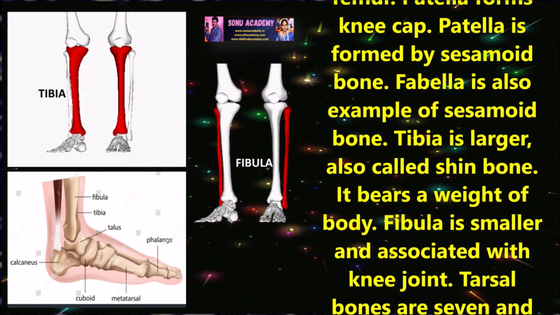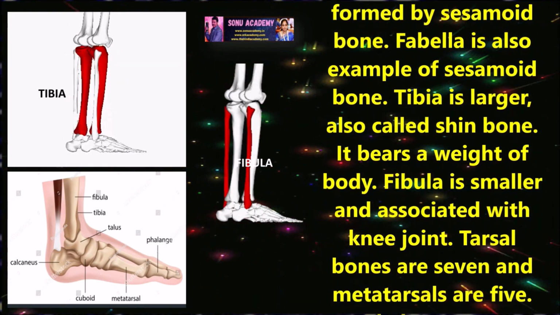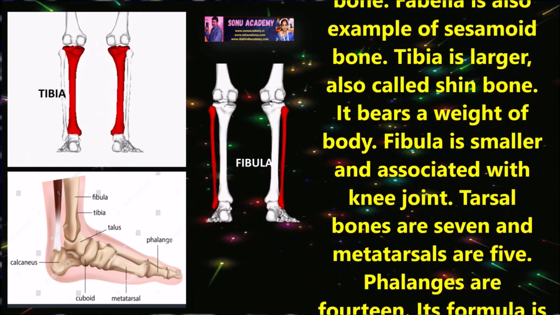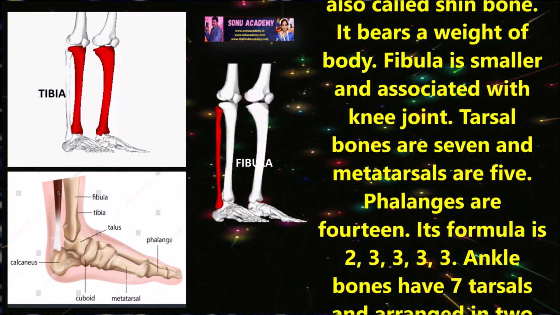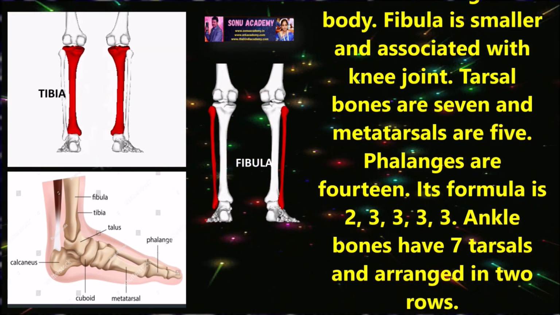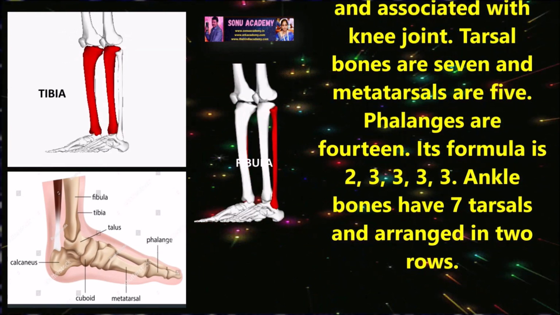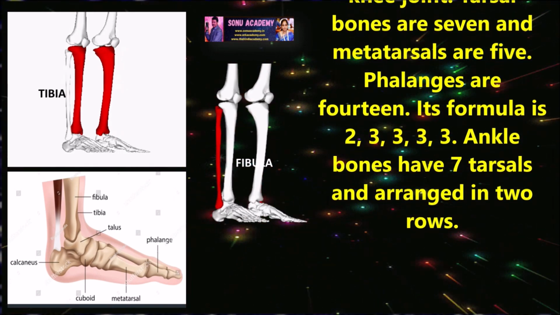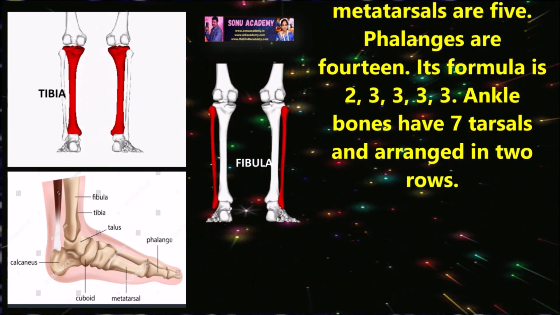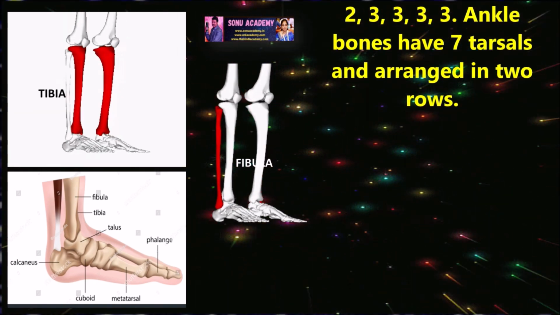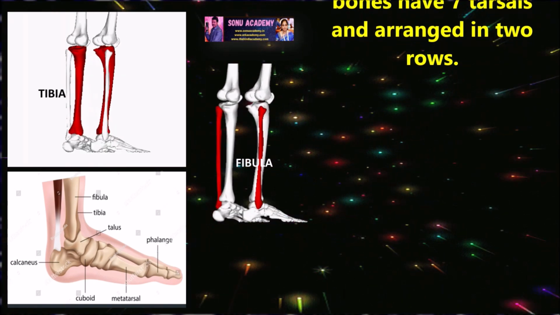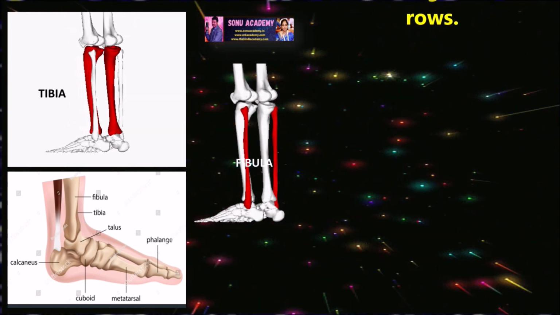The patella forms the kneecap. The patella is a sesamoid bone. The fibula is also an example of a sesamoid bone. The tibia is larger and is also called the shin bone. It bears the weight of the body. The fibula is smaller and is associated with the knee joint. Tarsal bones are 7 and metatarsals are 5. Already we discussed that. Ankle bones have 7 tarsals arranged in 2 rows.